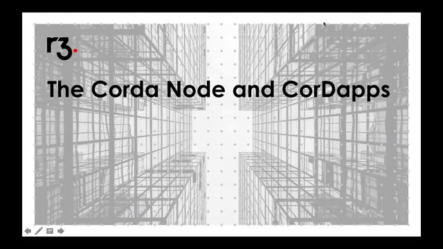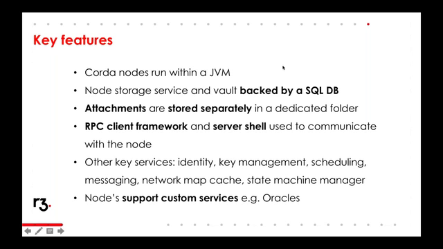So in this last webinar, we're going to bring a lot of the theory we've talked about in previous webinars together and talk about the Corda node, Corda apps, and a Corda network. A Corda node is really just a process that runs within a Java virtual machine. You can think of it as a bunch of services that's backed by a SQL DB for a persistence layer and has an RPC framework for users of the node to interact with it, and a messaging service for it to communicate with other nodes on the network.